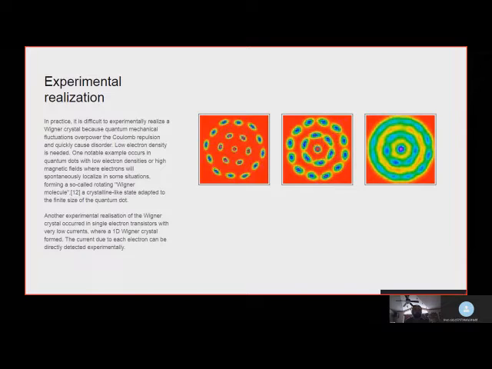Another experimental realization of Wigner crystals occurred in single electron transistors with very low currents where a 1D Wigner crystal formed. A current due to each electron can be directly detected experimentally. So you've got the nodes and you've got the filaments in the nodes, and they're all being progressively and productively distributed using vortex technology.